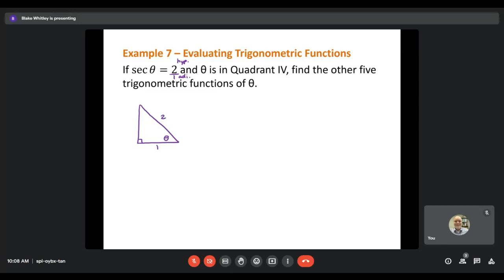Now we just need to find that other leg, right? So we're going to do 1 squared plus b squared equals 2 squared. 1 squared is 1. 2 squared is 4. Subtract your 1, so we get b squared equals 3. Take the square root, b equals square root of 3. So that gives me the length of this side over here.